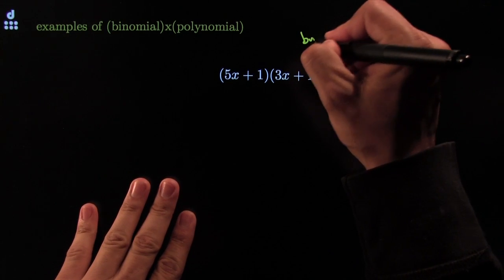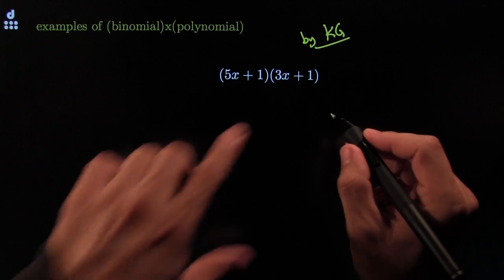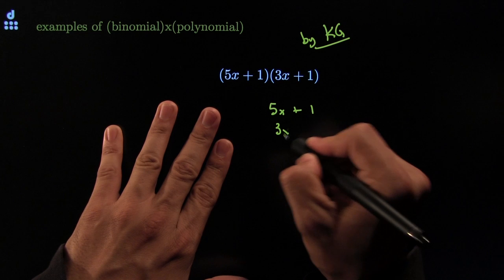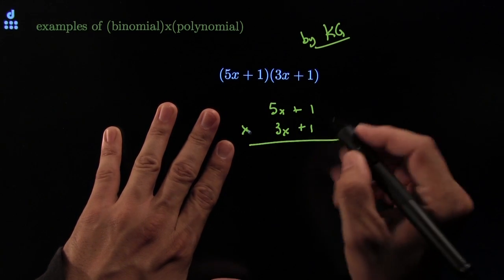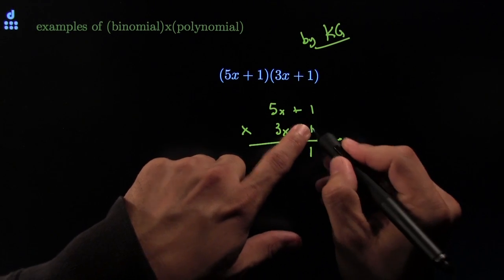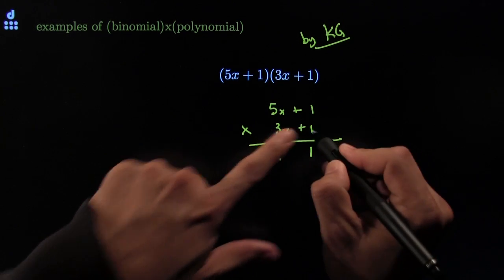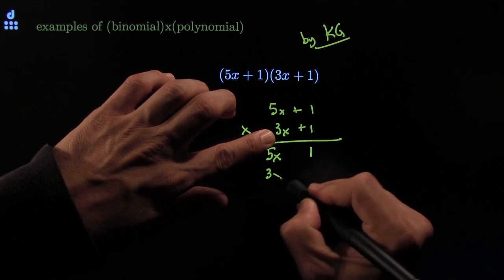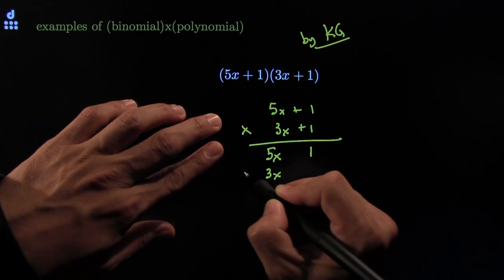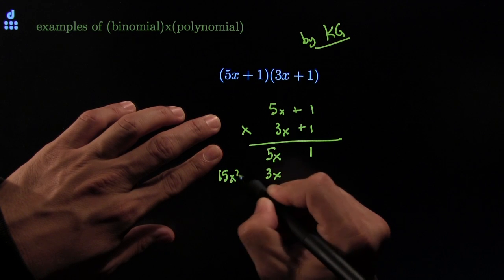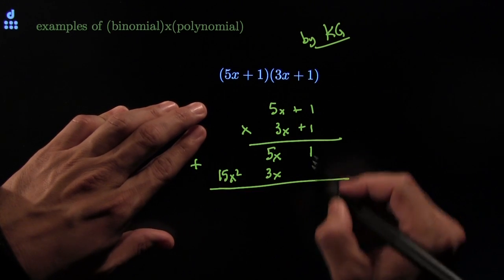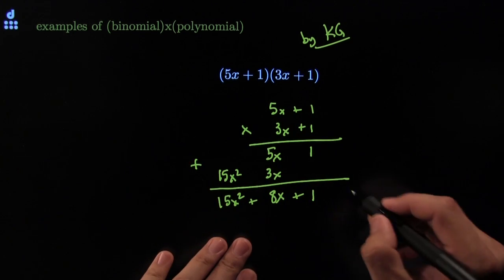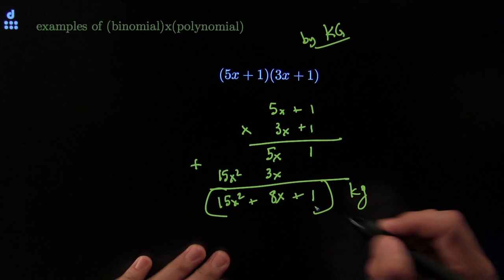This is by the kindergarten method. That's where we stack them. So I have 5x plus 1 and 3x plus 1, and that is times. And so now I go 1 times 1 is 1, 1 times 5x is 5x, and I'm done with the 1. I distributed that one. Now I have to distribute the 3x. The 3x times 1 is 3x. The 3x times 5x, that's 15, and an x would give you x squared. And then I add them. I add like terms together, 8x, 15x squared. And there you go. This is by kindergarten method, the 3rd way.